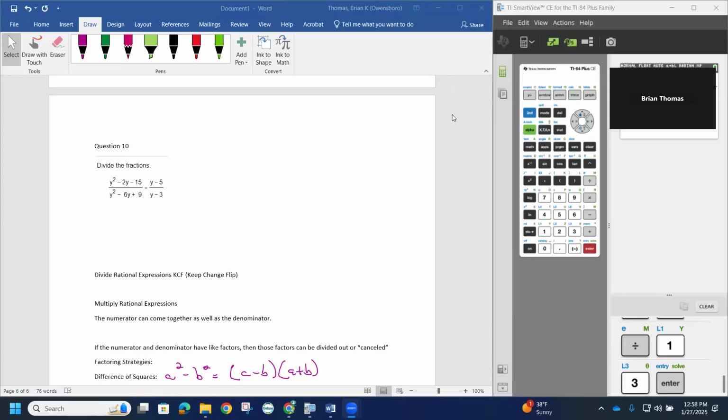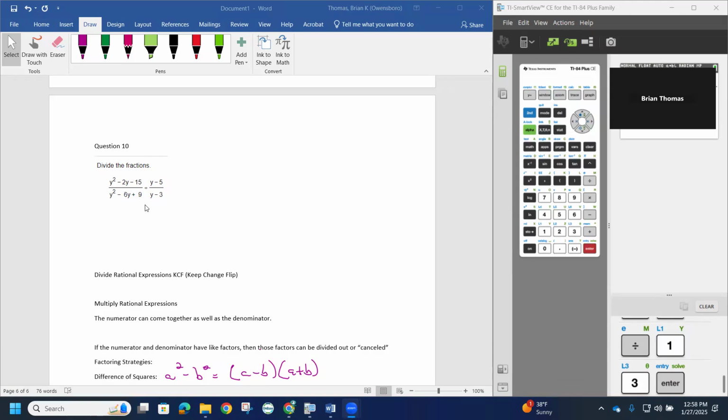So question 10, again, we're dividing fractions, but notice how we have a trinomial over a trinomial expression divided by a binomial over a binomial. So we have what we call these little polynomial expressions as well.